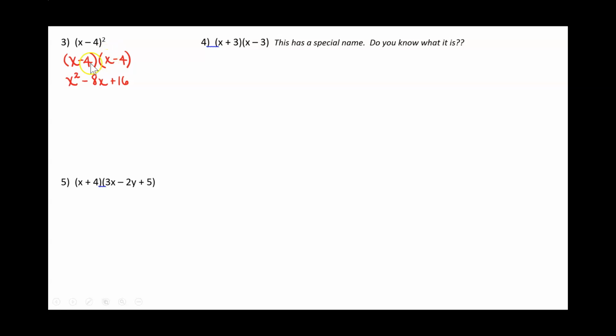We're going to do x times x is x squared. X times negative 4 is negative 4x. And negative 4 times x is negative 4x. So negative 4x and negative 4x is negative 8x. And then negative 4 times negative 4 is positive 16.